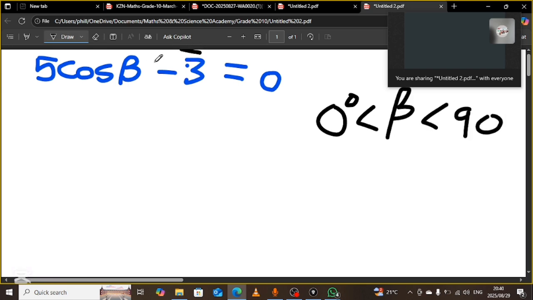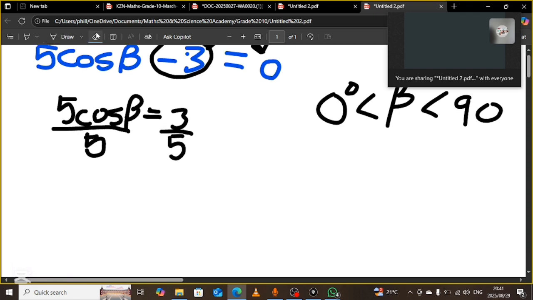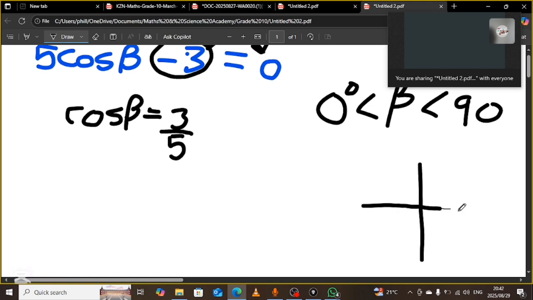So first thing, take this to the right hand side. Always take the minus 3 to the right hand side, and then we'll remain with 5 cos beta equals 3. Secondly, we want to remain with cos beta, so we are going to divide by 5 on both sides.